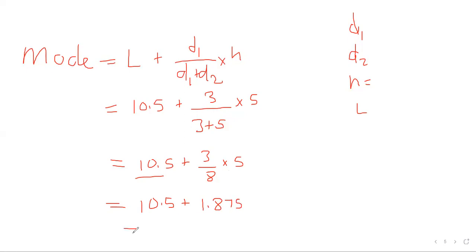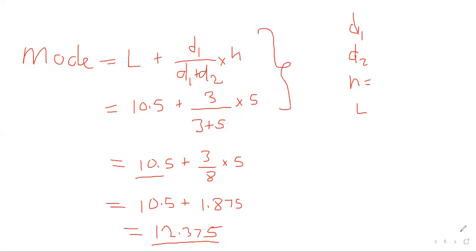When you add these two, what are you getting? 12.375. That is how we find the mode as an undergraduate.